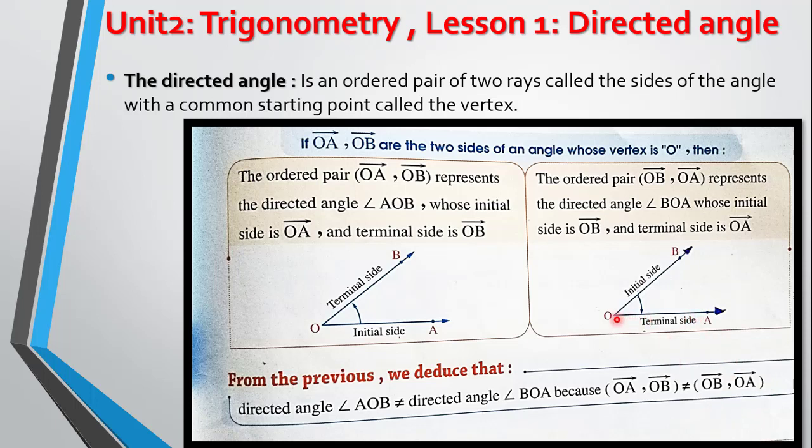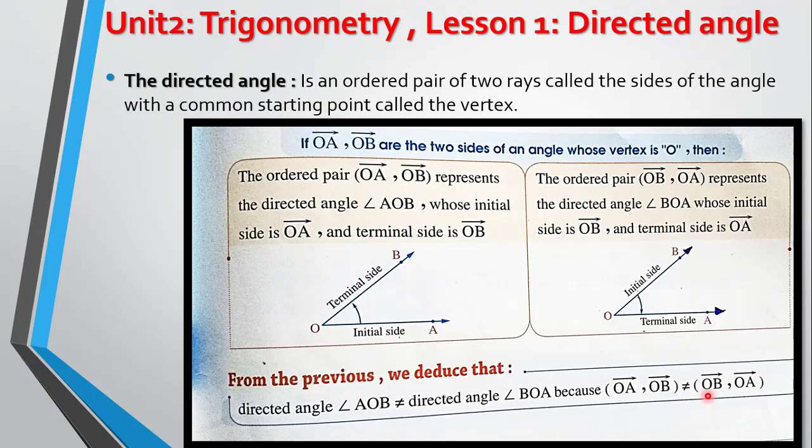Here I have the opposite. The initial side here is OB and the terminal side is OA. So I write the ordered pair as OB, then OA. So this is the initial side and this is the terminal side. So this angle is BOA. And of course, angle AOB doesn't equal the directed angle BOA, because the ordered pair, the ray OA, OB, doesn't equal the ray OB, OA.